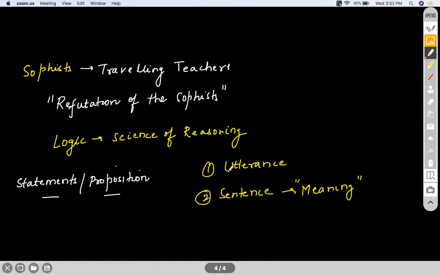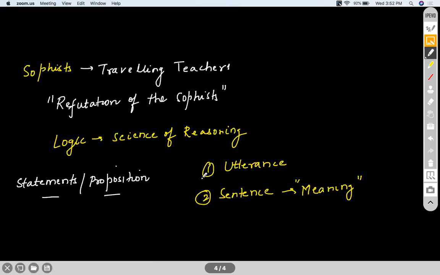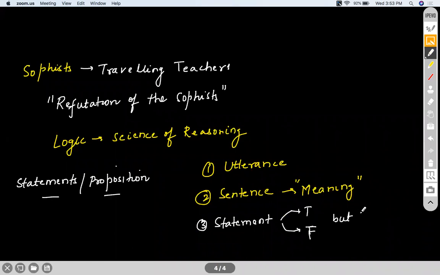So let's say, I give you: eat your lunch. It's a sentence. Or: where were you going in the afternoon yesterday? Or: give me a glass of water. Wishing you best of luck for your practical exams. These are all sentences. Now those sentences which can be answered as true or false, but not both, that means there should not be any ambiguity whether the given sentence is true or false, will become a statement.